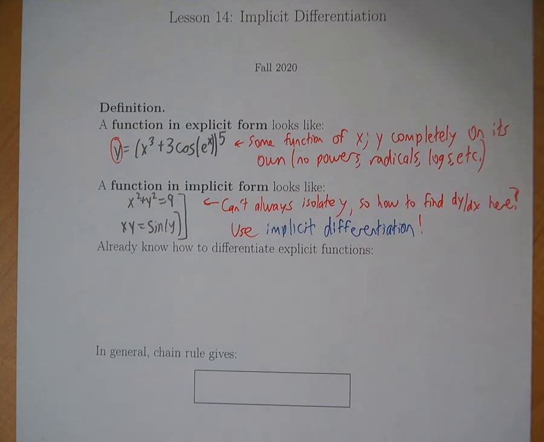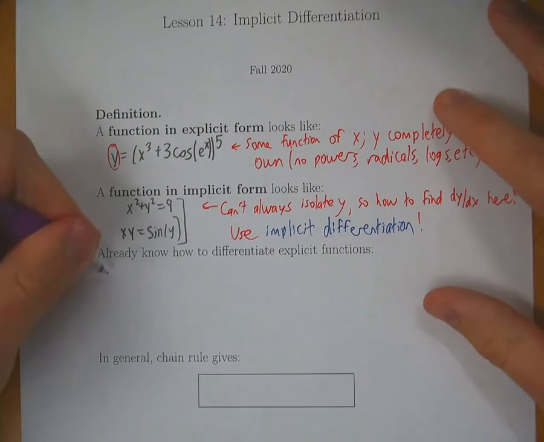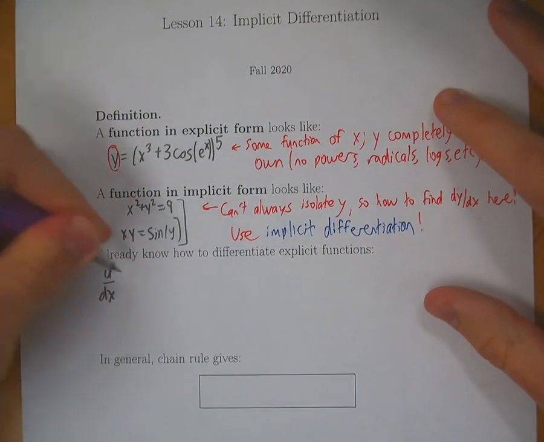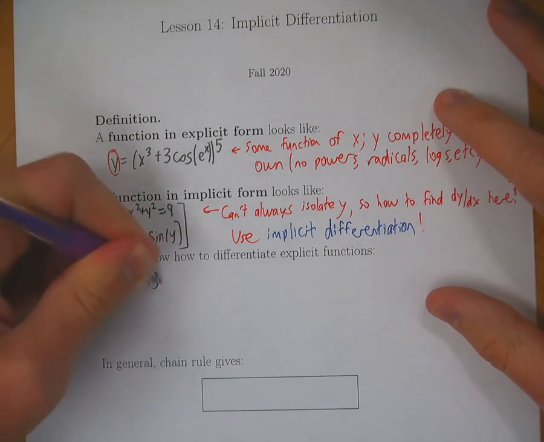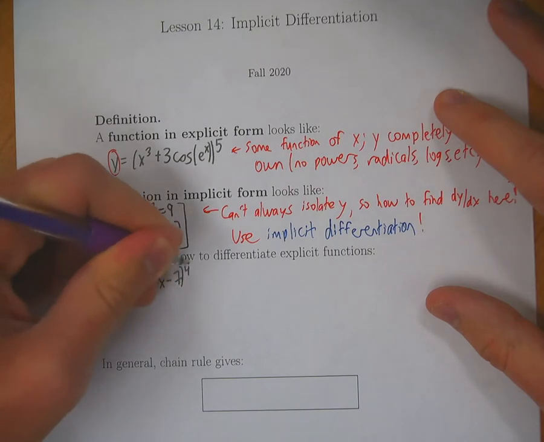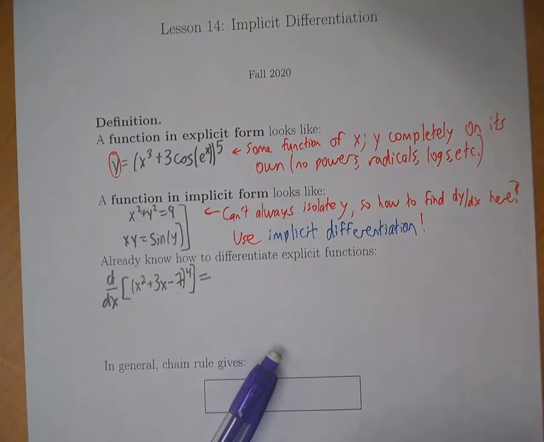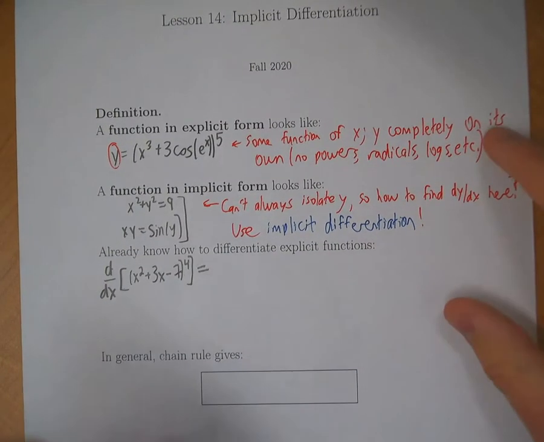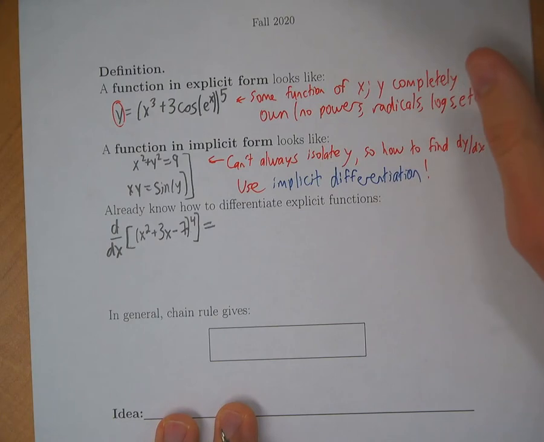So the thing is, we already know how to differentiate explicit functions like I already established. So if we were to do that, let's say, all right, well, let's focus on this. Let's take the derivative of x squared plus 3x minus 7 raised to the power of fourth. If we were to differentiate that with respect to x, then what would our derivative be? I'll give you guys a second to take a look at that.